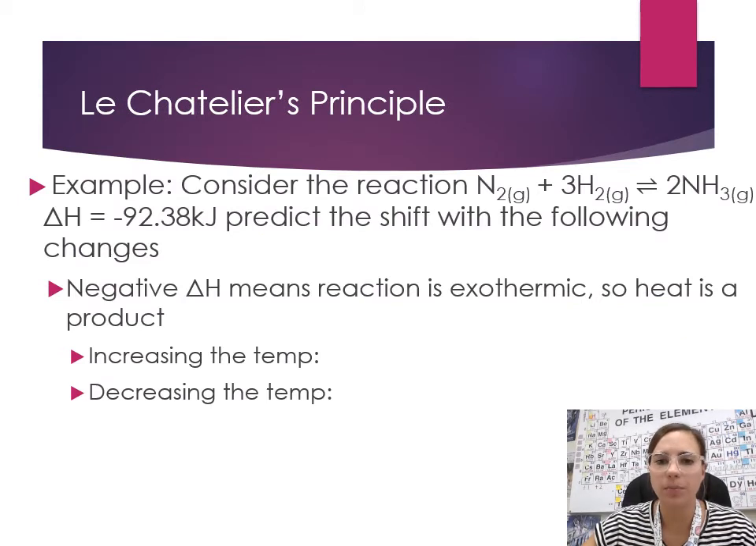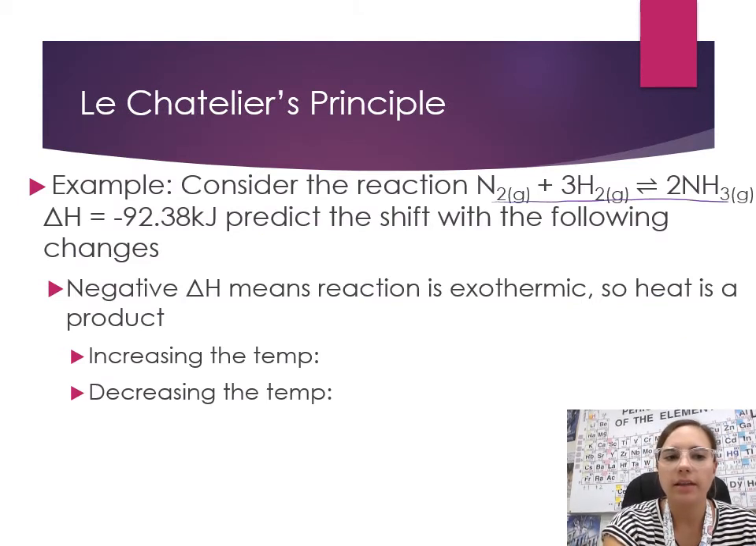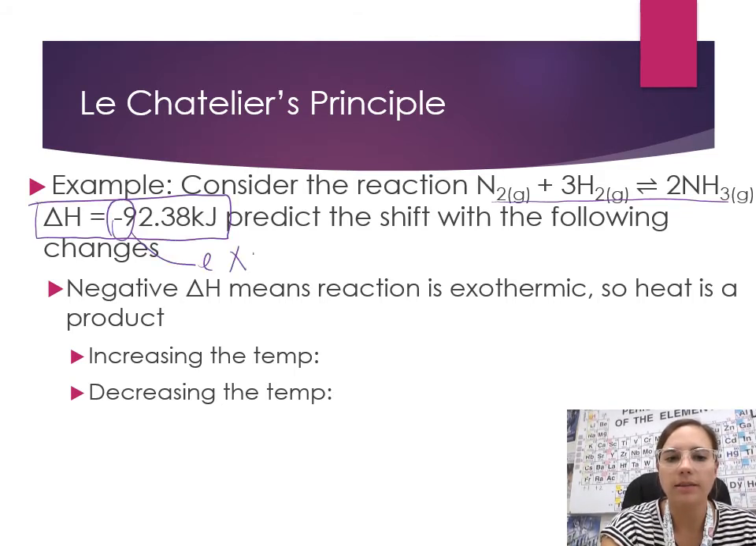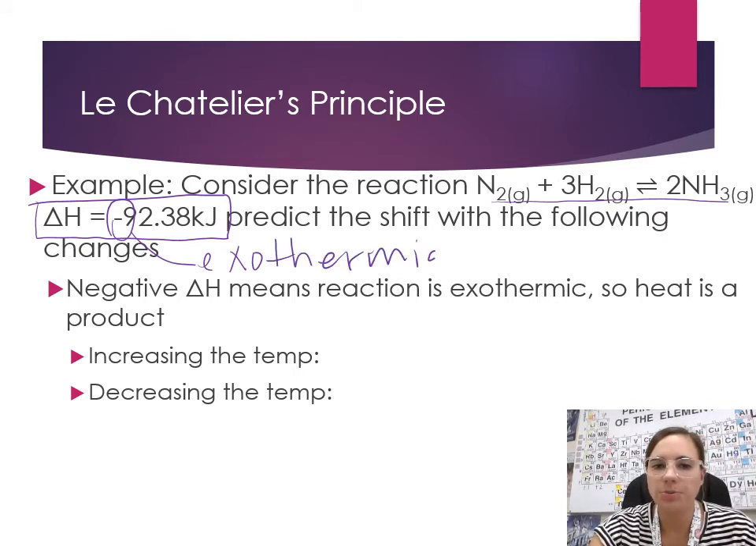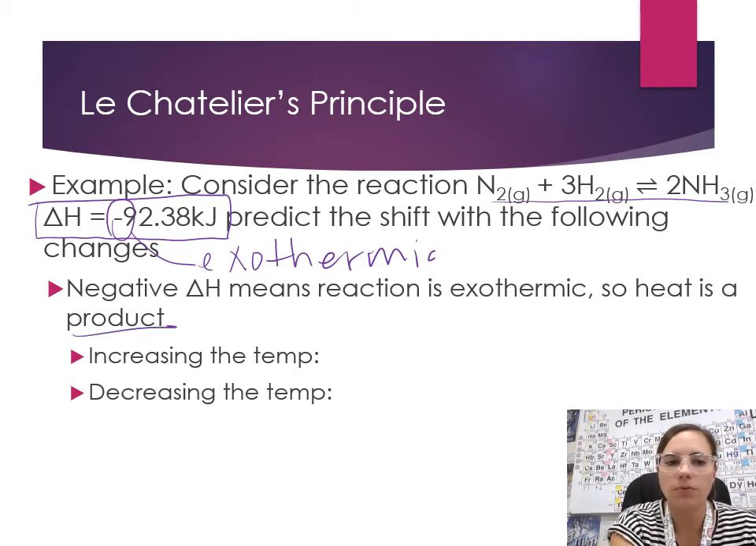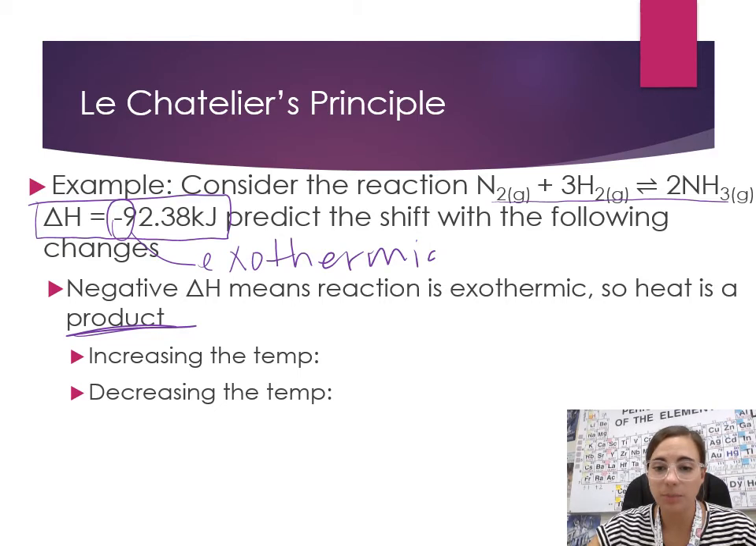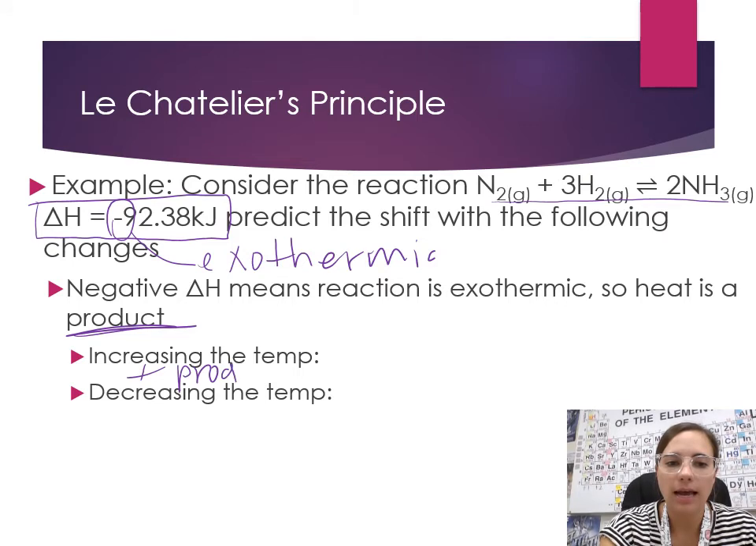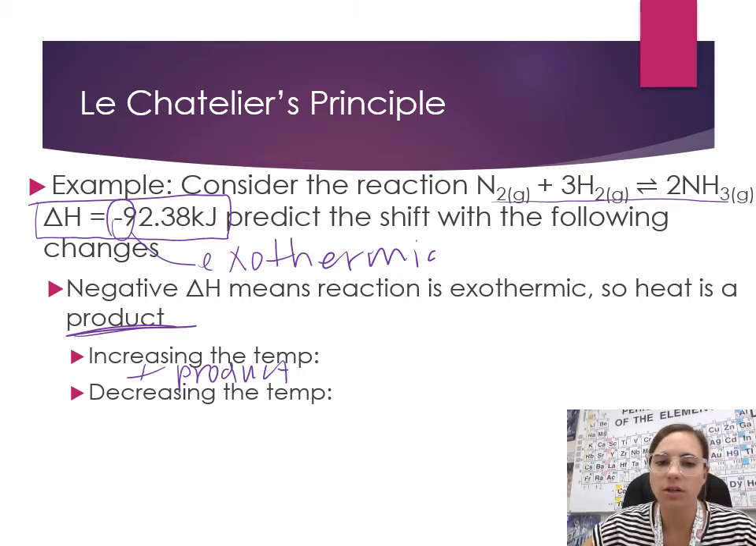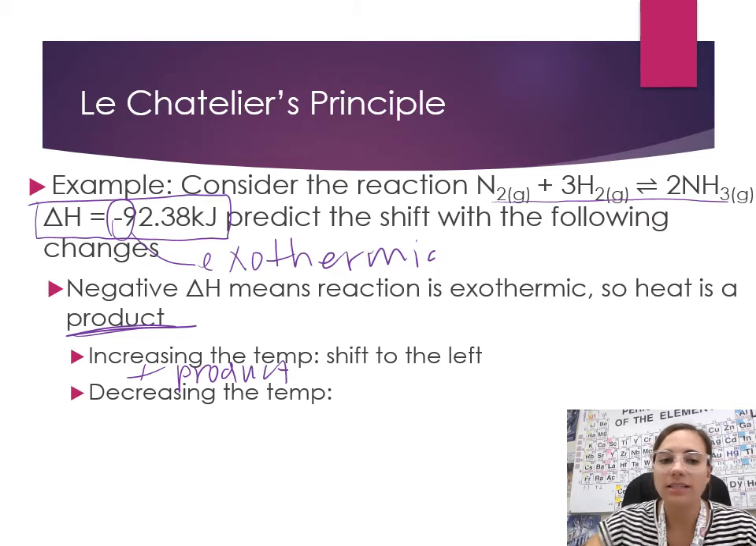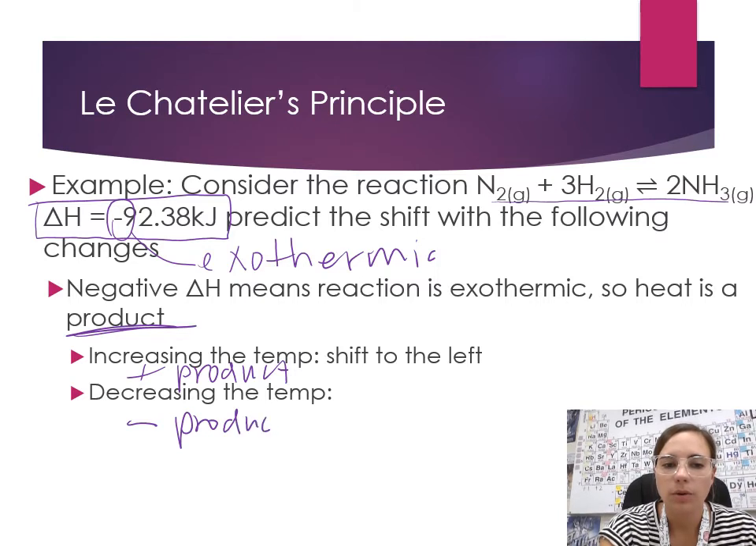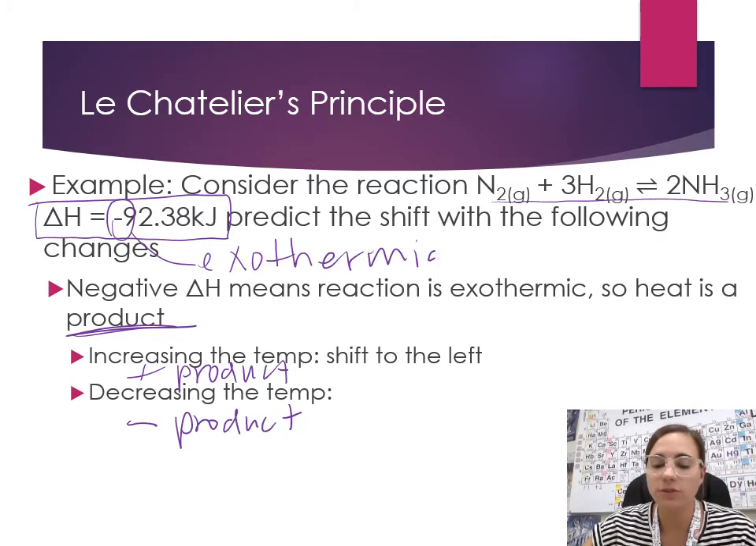So looking at this example, I'm given this equation and the delta H value. The delta H value is negative, so right off the bat, that tells me that this is exothermic. So negative delta H means it's exothermic, so heat is a product. If I increase the temperature, that's like adding a product, and when I add a product, I have to shift left. If I decrease the temperature, that's like removing a product. When I remove a product, I have to shift right.